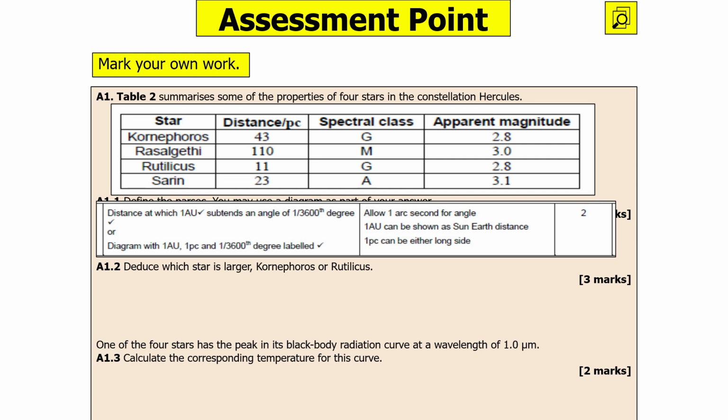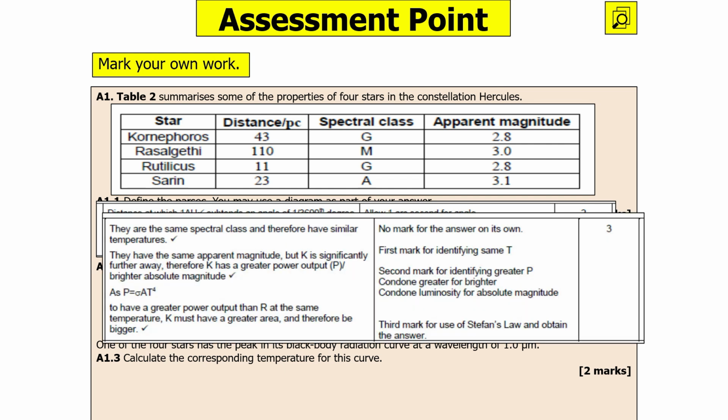Now, which star is larger? Well, you can work this out from using Stefan's law, because we know we've got A in that particular equation. Now you'll see that both of them are in the same spectral class. Now we assume that when things are in the same spectral class, they have the same surface temperature. So therefore, they have the same apparent magnitude, but Copernicus is significantly further away.